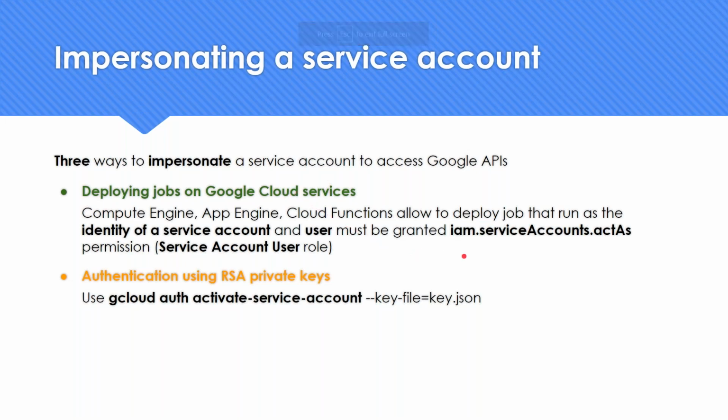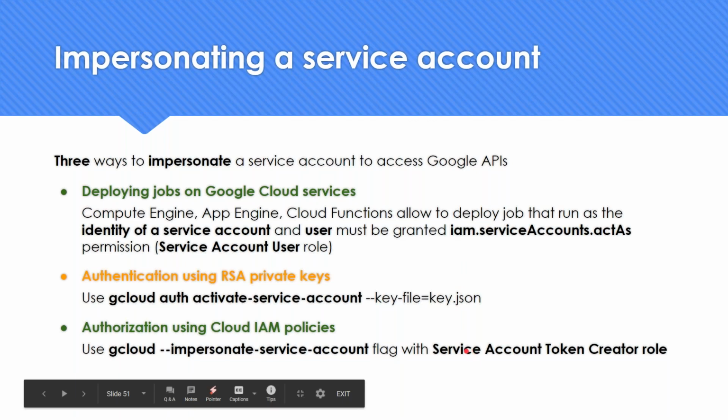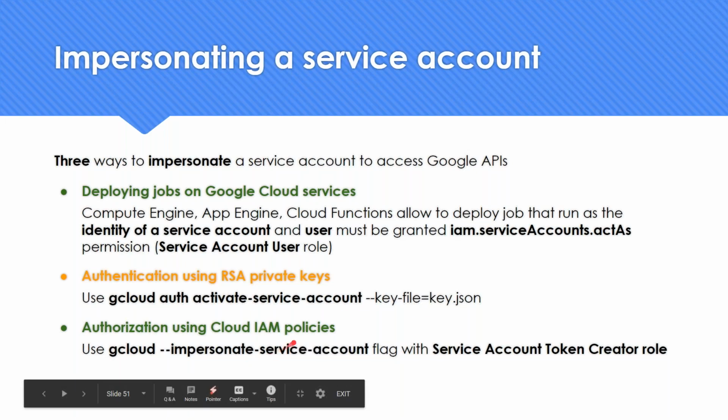The last of the options is authorization using cloud IAM policies, where you're going to use a specific role called service account token creator. I would call this the true impersonation. The reason is every time you run a command, you have to mention a flag called impersonate service account, and this can be easily tracked.